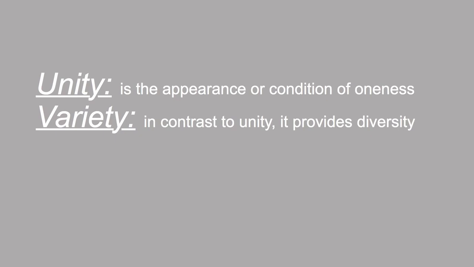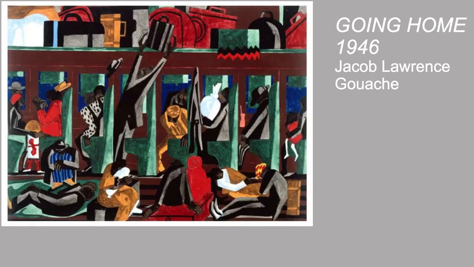Unity is the appearance or condition of oneness, and variety is in contrast to unity. It provides diversity. So what does that really mean? If we look at this painting by Jacob Lawrence called Going Home, we can see both unity and variety in this particular painting. The unity is found in the way that he frames the picture with the color red.